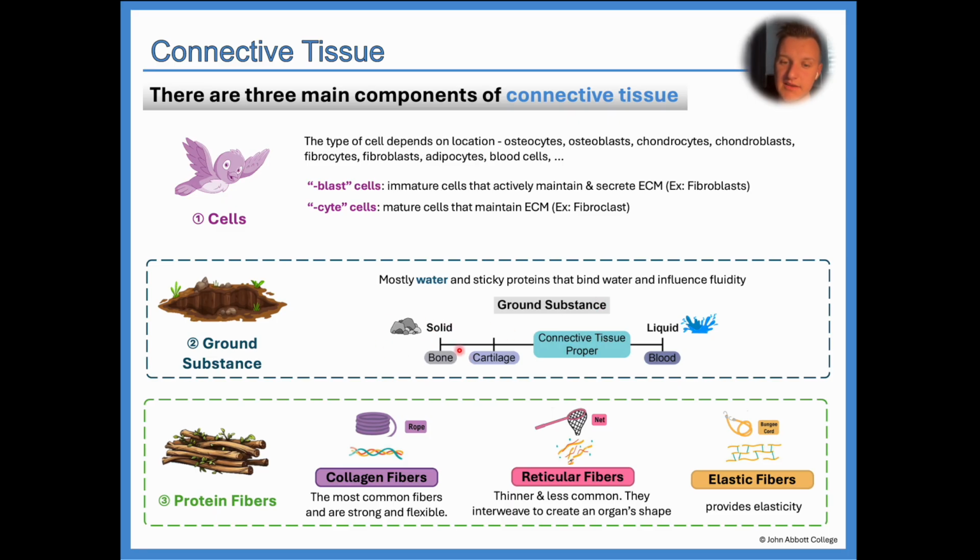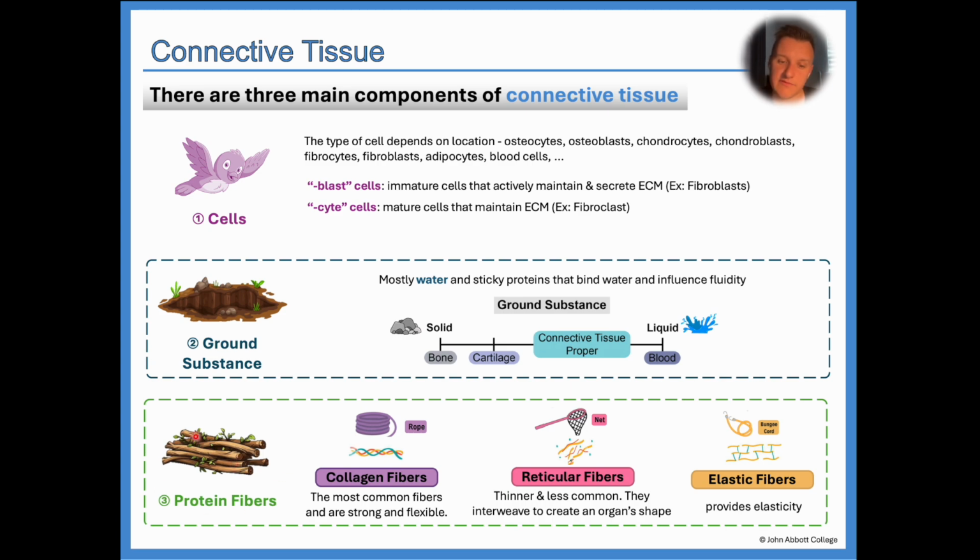Bone is a type of connective tissue that's very solid, right? That has a different ground substance, not much water, compared to something like blood, which would have a lot of ground substance. Cartilage is a little bit more watery, but not much. The connective tissue proper we'll see is in the middle a bit, and blood is very liquidy. So depending on what type of tissue you are, you could have more or less ground substance.